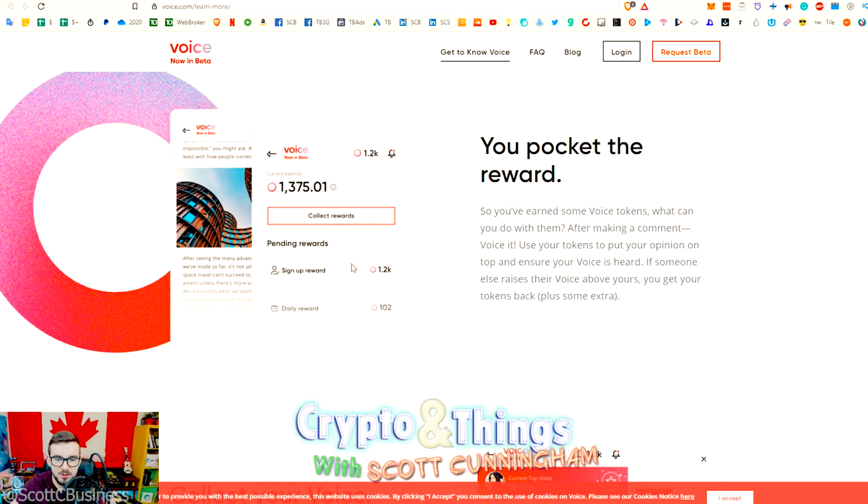You pocket the reward. So you collect your rewards. Daily reward 102. That's not bad. It's gonna have to be worth very, very little to be able to support that though. So that'll be interesting. And yeah, I guess the sign up rewards are gonna be different.